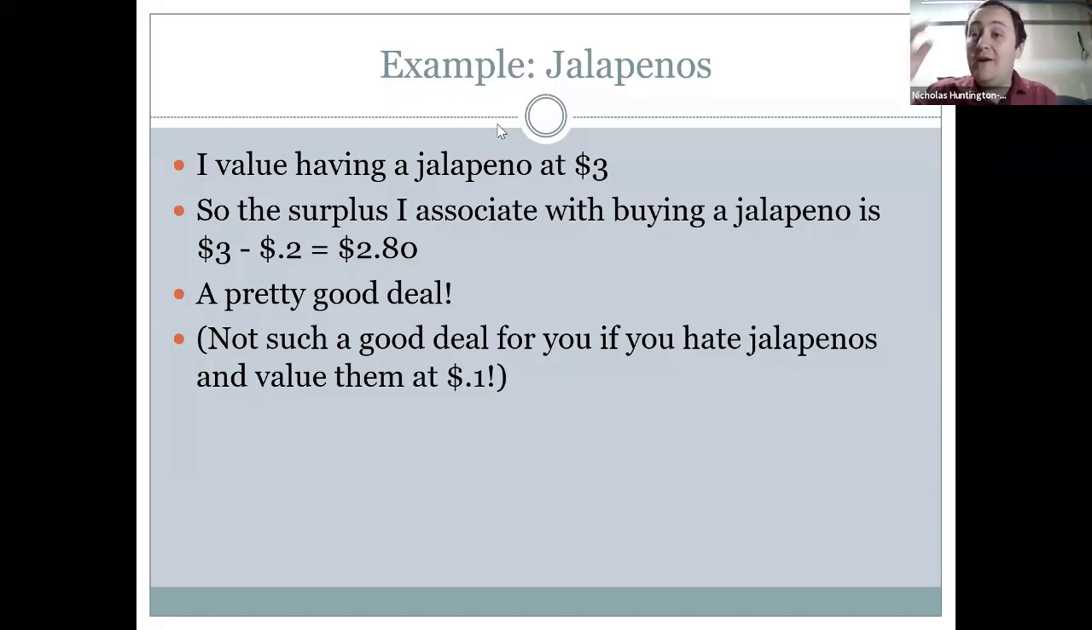Anyway, so we now know how to value our experiences, right? We think about what's the point at which we would be indifferent between getting the thing or getting the money. Based on this, we can calculate our economic surplus. So now we've converted the jalapeno part of the equation.